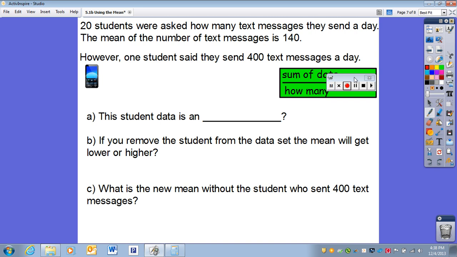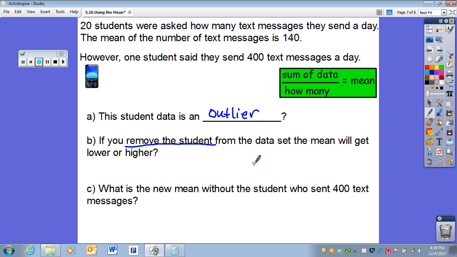Let's take a look at another example. 20 students were asked how many text messages they send a day. The mean number of text messages is 140. However, one student said they send 400 text messages a day. Wow, that's a lot. This particular student's data is an outlier. Let's check to be sure. What happens if we remove the student from the data set? Would the mean get higher or lower?